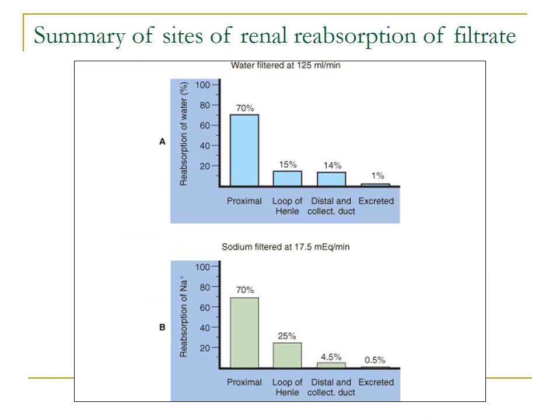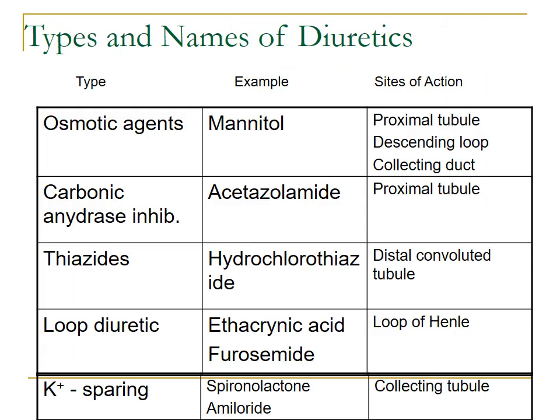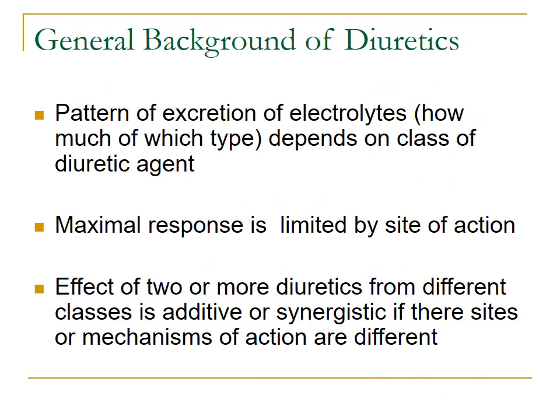Summary of sites of renal reabsorption of filtrate. Types and names of diuretics. General background of diuretics. Pattern of excretion of electrolytes, how much of which type, depends on class of diuretic agent.